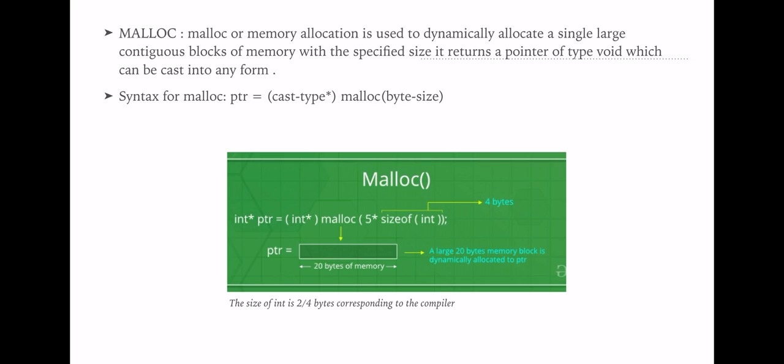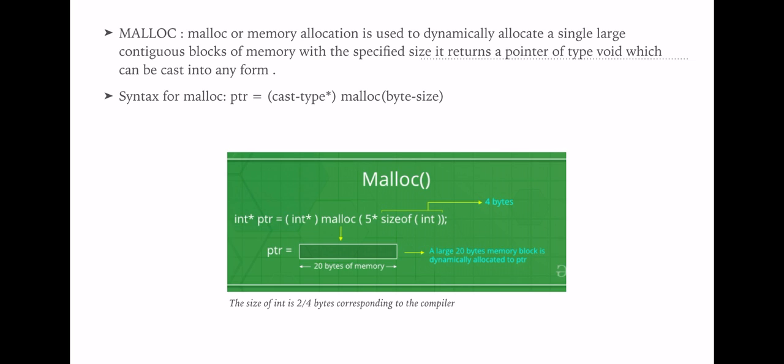The syntax of malloc is: pointer equals cast type malloc byte size. So the cast type is the data type. In this example, an int pointer variable is declared and cast type is given, malloc 5 times size of int. Size of int can be 2 or 4 bytes depending on the compiler. So this statement allocates 20 bytes of memory, that is 5 into 4.